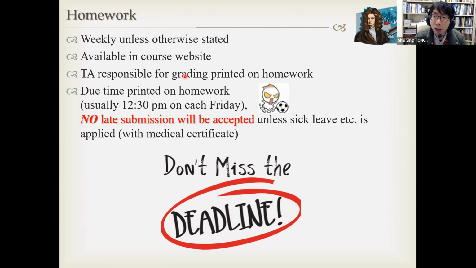Now, because of the pandemic, I think you will submit the homework online to the Blackboard, and the TA will also grade the homework online, and they will let you know the result. They will let you know the marks, or they will give you simple comments on the homework 2 weeks after the deadline. So after your submission, after 2 weeks, the TA will grade the homework and give you the marks and a comment. Okay.